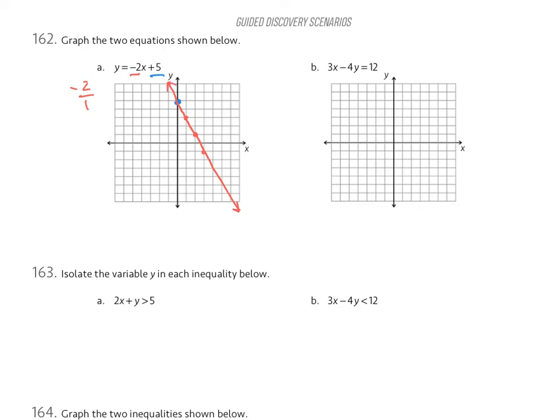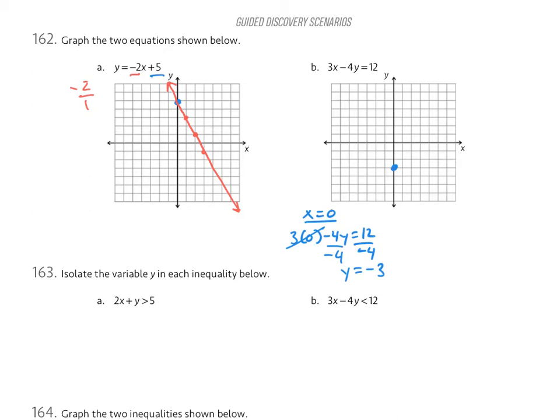Part B, 3x minus 4y equals 12. There are two ways to graph this. One way is to find the intercepts. Let x equal 0 and solve for y. 3 times 0 minus 4y equals 12. 3 times 0 is 0. Minus 4y equals 12. I'll divide by negative 4. Y equals negative 3. That is how you find the y-intercept, 0, negative 3.